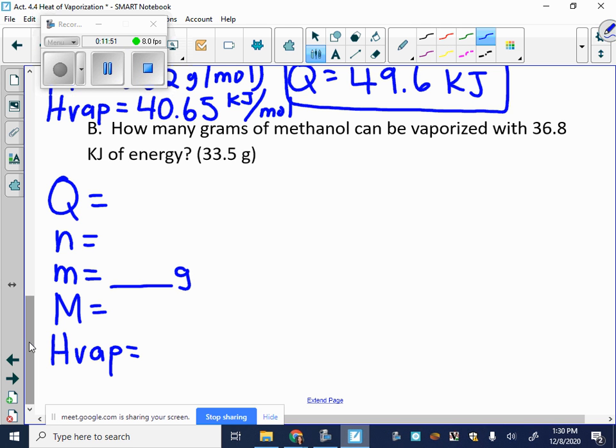All right, we have our heat, which is 36.8 kilojoules. Okay, we don't have the HVAP and the molar mass, but we can look it up. Okay, so we're looking at methanol. So look in your data booklets. I don't know if you can see me, but in your data booklets, you will find the HVAP for methanol, and it is 35.21.